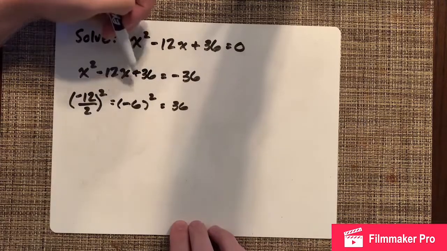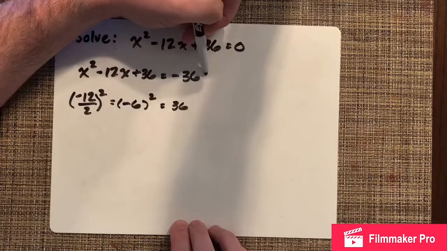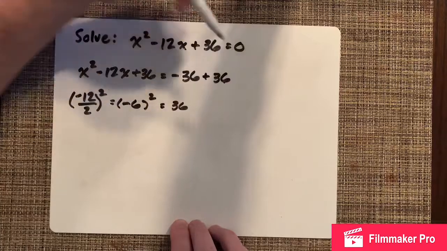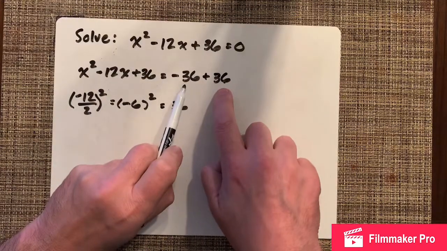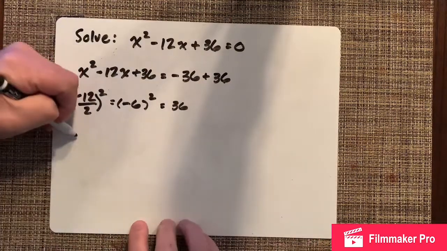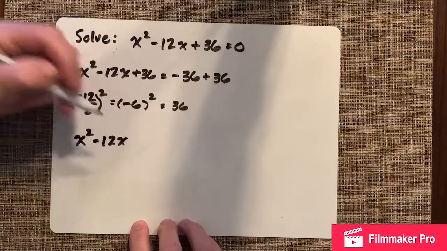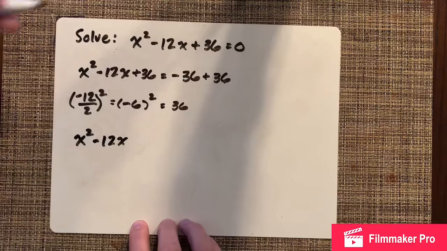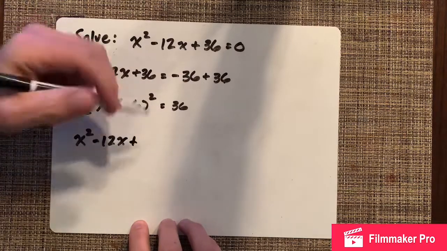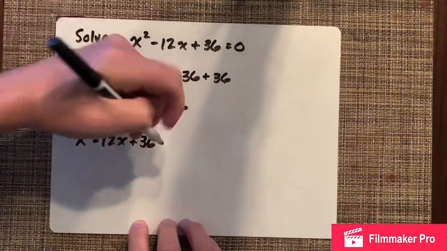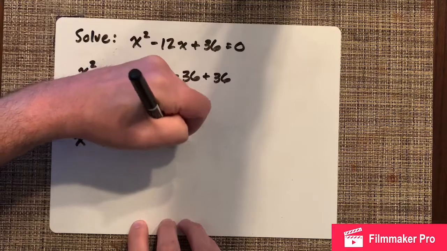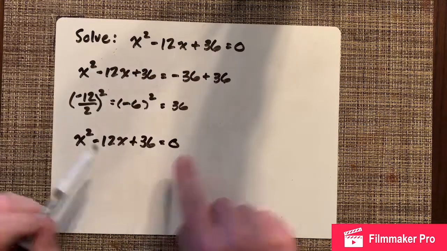But again, I have to add 36 to both sides, which makes things kind of interesting here because this is now going to cancel out. So now I have x squared minus 12x plus 36 equals 0. Interesting, because that is what I started with.